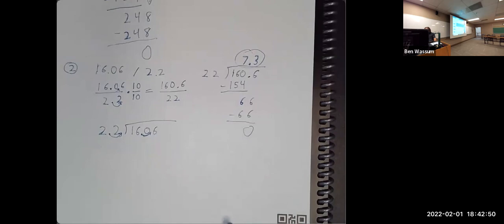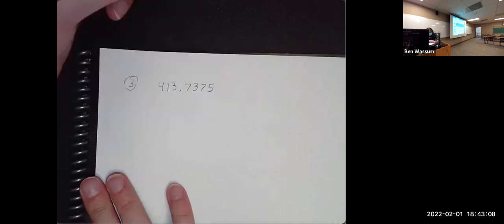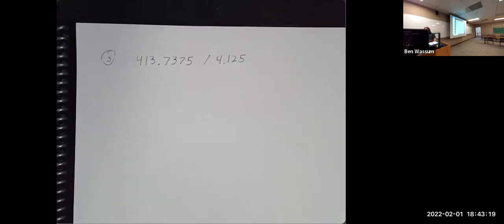All right, how big is my next one? Nope, I do not have room on this paper, because I am an idiot and decided to do a large number. I have 413.7375 divided by 4.125. And I wrote this at 11 o'clock last night, which is why we're dividing by a 4-digit number. Because that did not occur to me how ugly this was going to be. So follow along.